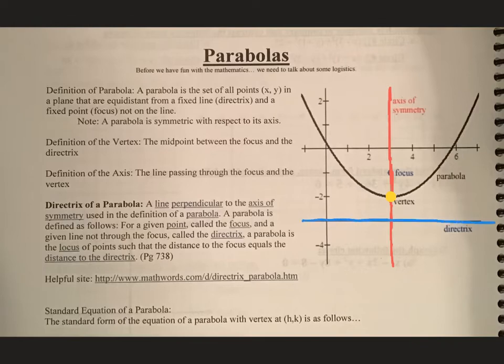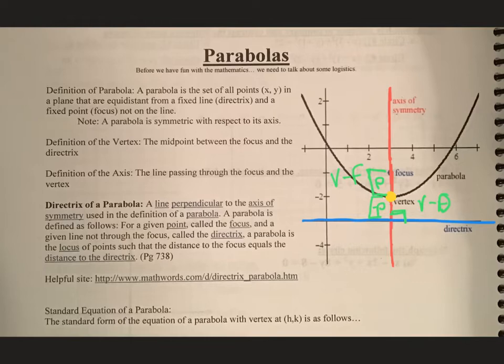The directrix is perpendicular to the axis of symmetry. And then this distance right here, this distance here and this distance here are going to be the same distance. So the distance from the vertex to the focus is going to be the same as the distance from the vertex to the directrix. The vertex to the focus, we call this distance P. And down here we call this negative P because we went the opposite direction.